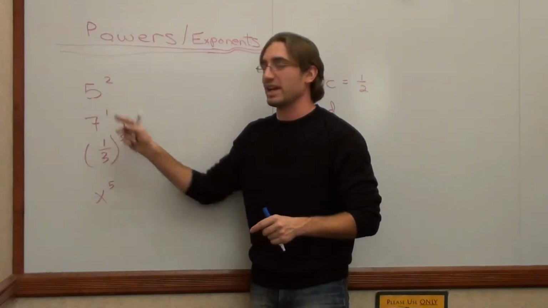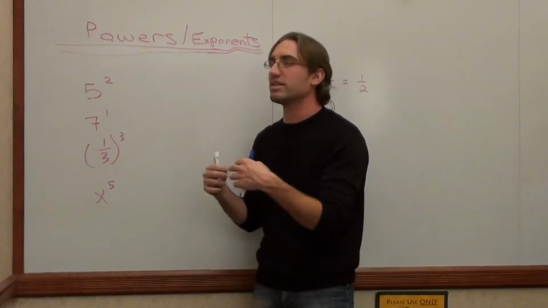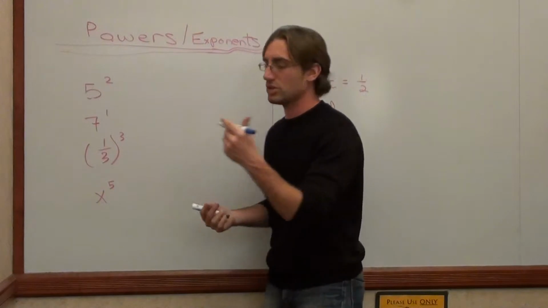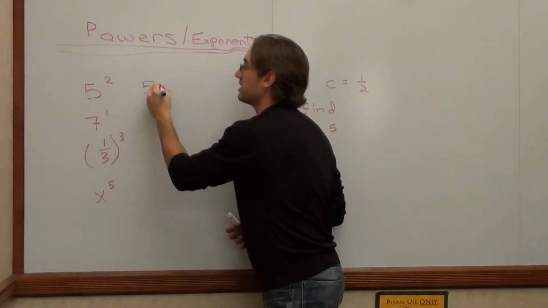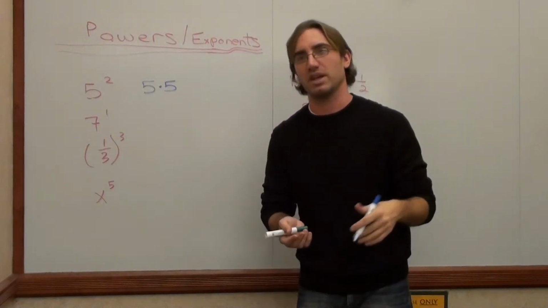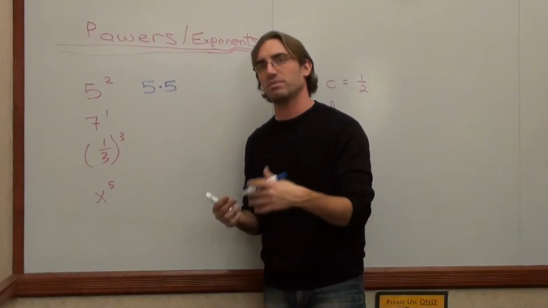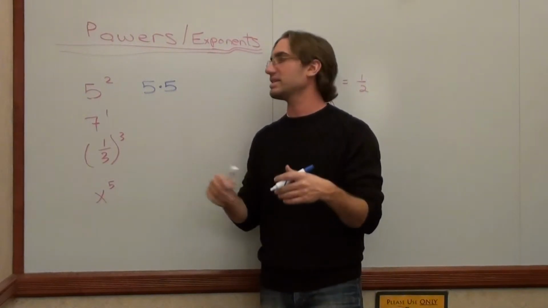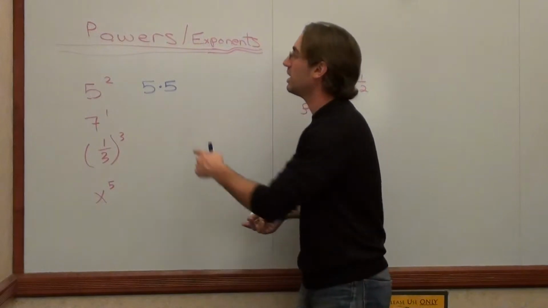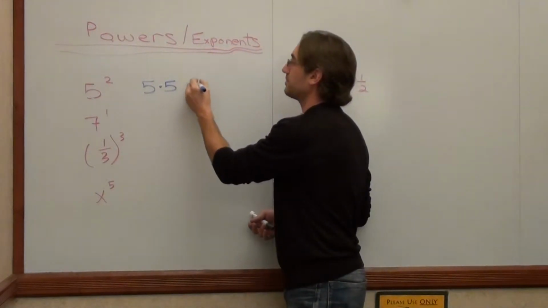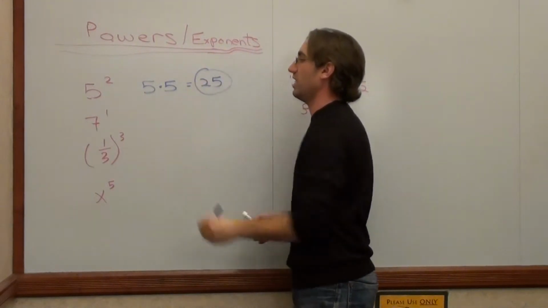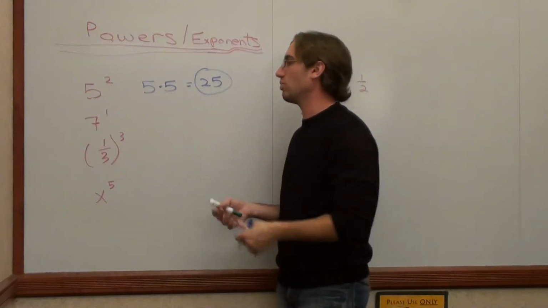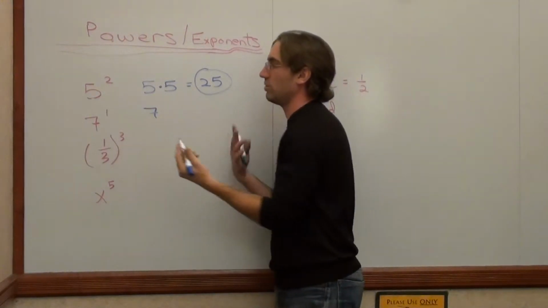So I have 5 to the 2nd power. Basically what that means is I write the number 5 twice. So this is 5 times 5. That's what 5 to the 2nd means. It doesn't mean 5 times 2. It means 5 multiplied by itself, how many times you see the exponent. And 5 times 5 is 25. 7 to the 1st is telling you write down the number 7 only one time.